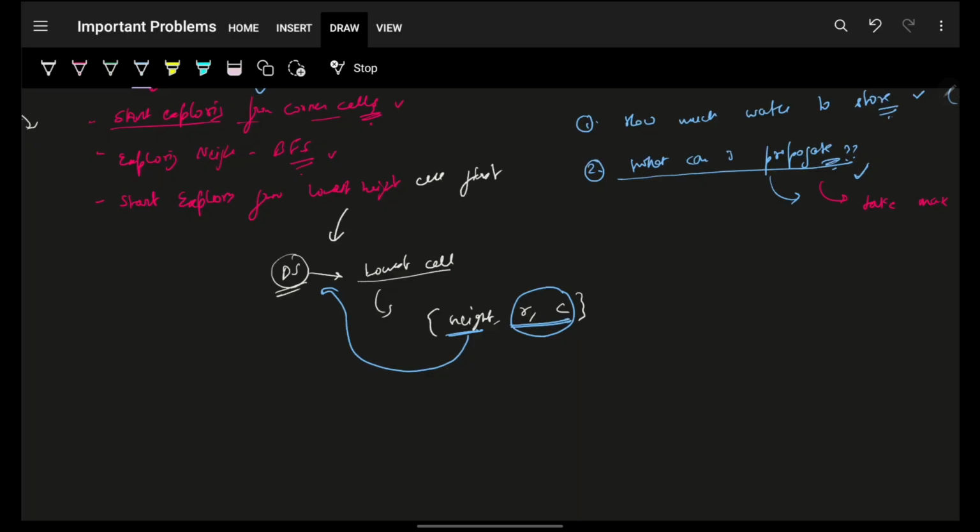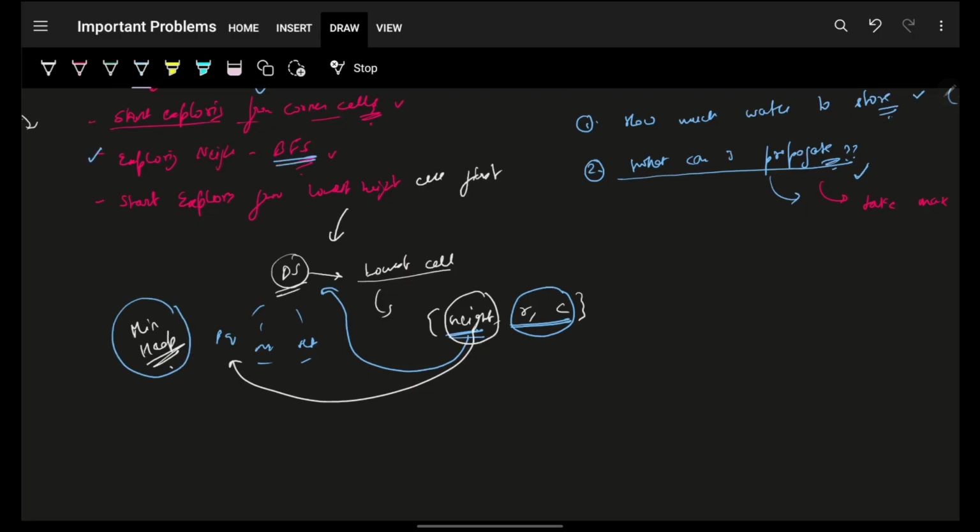What are the data structures which we have? Obviously, we have priority queue, we have map, we have set. Again, as it is very plain and straightforward, I only need to sort by height, so I can simply use a min heap or a priority queue. So I'll simply use a min heap. Now it is very straightforward. I can start exploring from the corner cells.